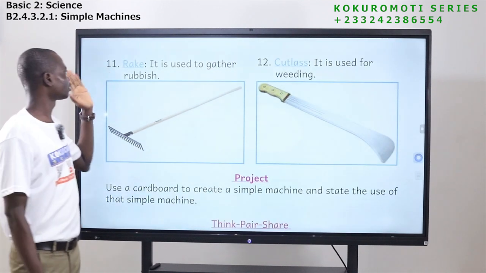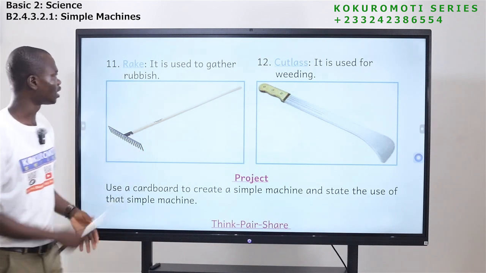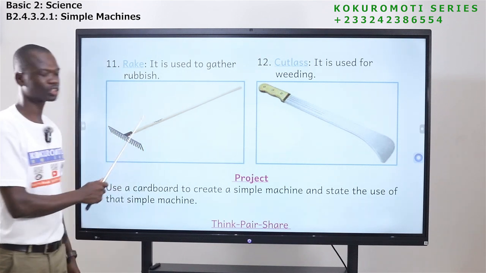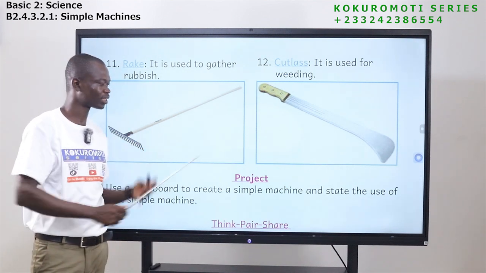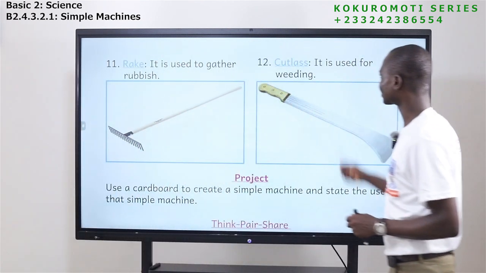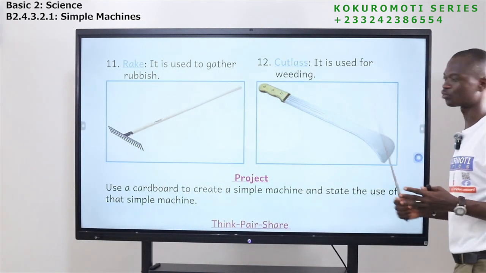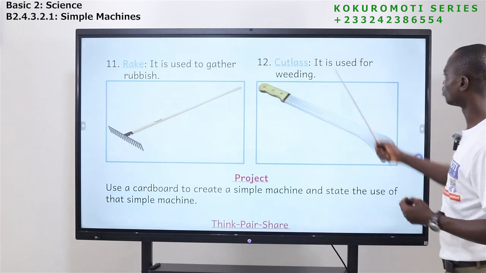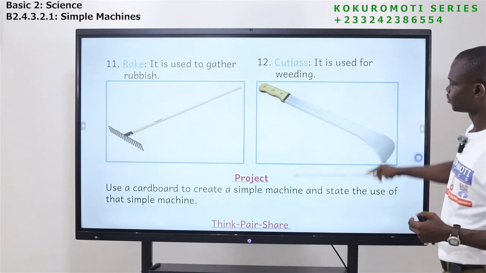The next one is what? Rake. So this is rake, and it is used to gather what? Rubbish. We use rake to gather what? Rubbish. Okay. And the last one here is what? Cutlass. We know that we use cutlass for what? For weeding. So it is used for weeding.